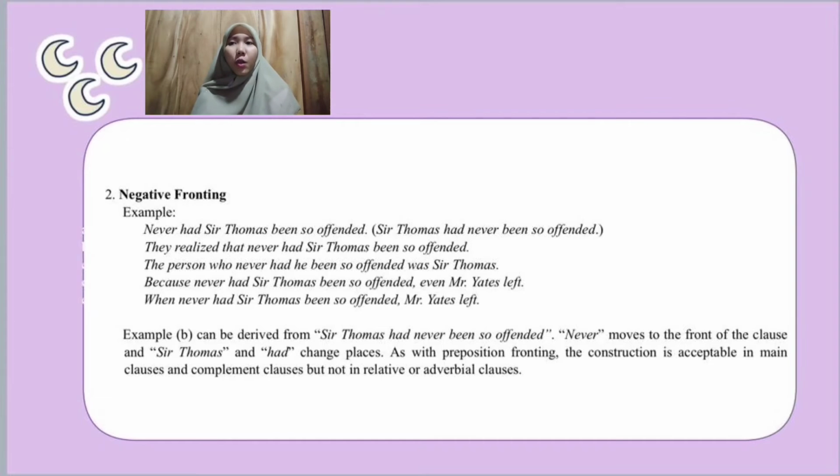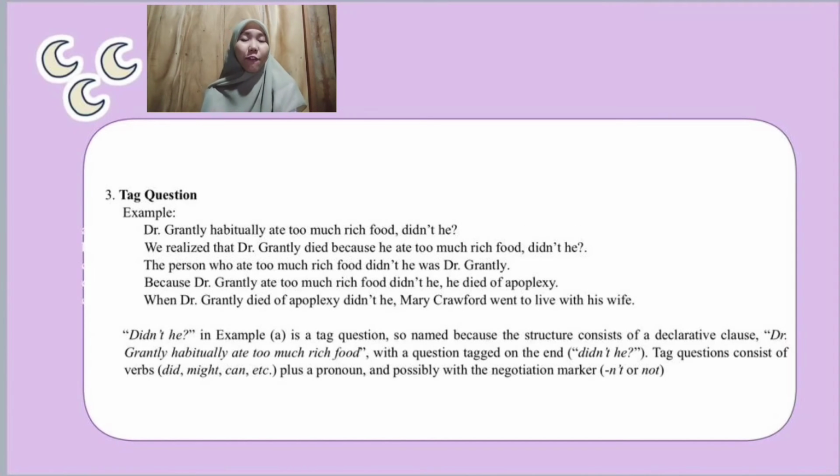And last, when never had Sir Thomas been so offended, Mr. Yates left. Example B can be diverted from: Sir Thomas had never been so offended. Never moves to the front of the clause, and Sir Thomas and had changed place. As with preposition fronting, the construction is adjectival in main clause and complement clause, but not in relative or adverbial clauses. As is the questions, there are 5 examples too.